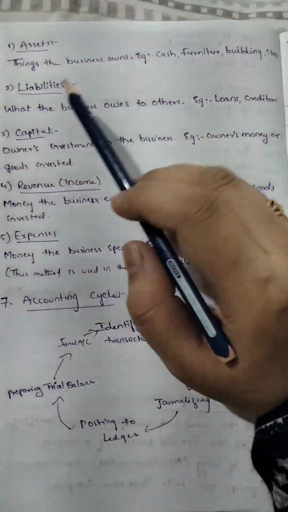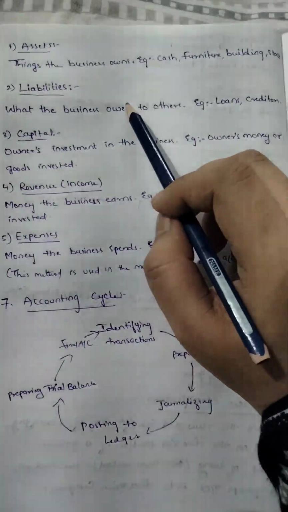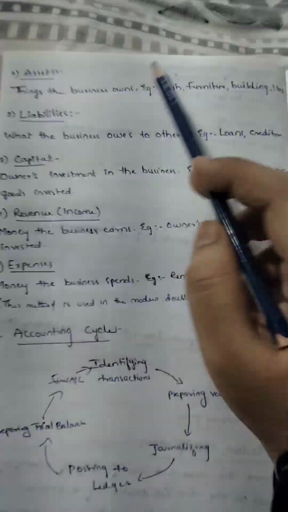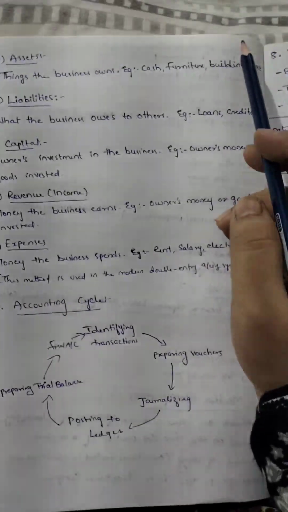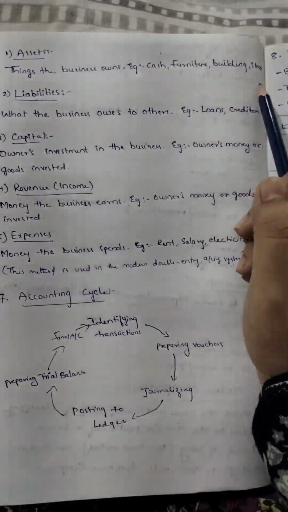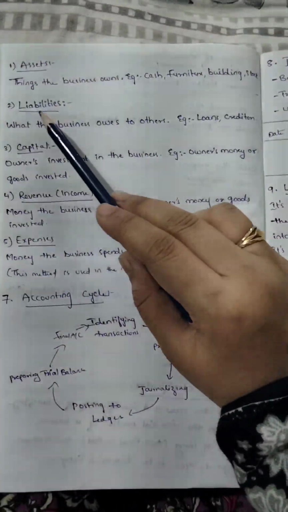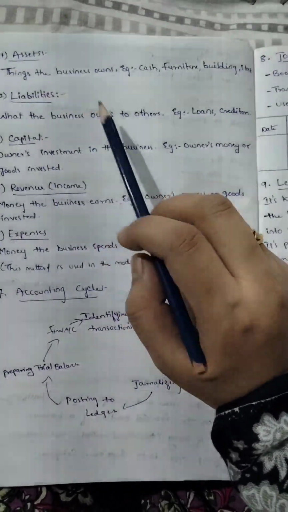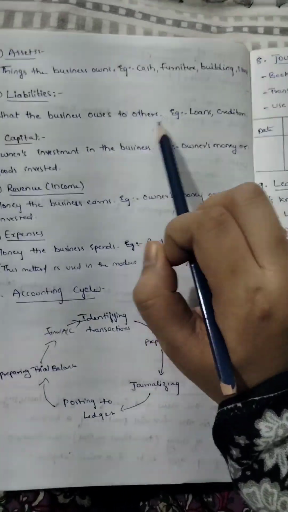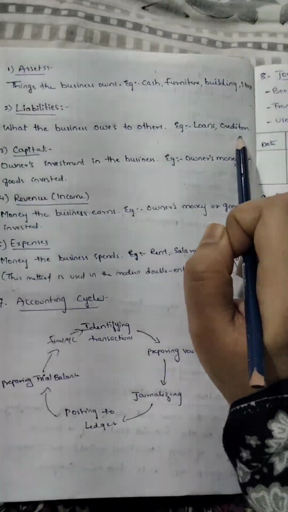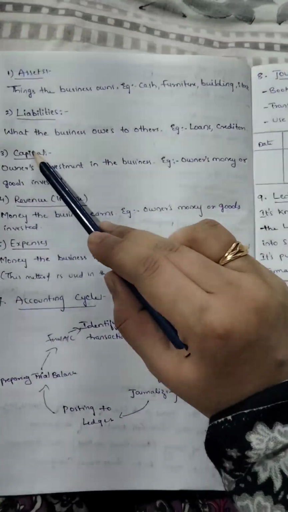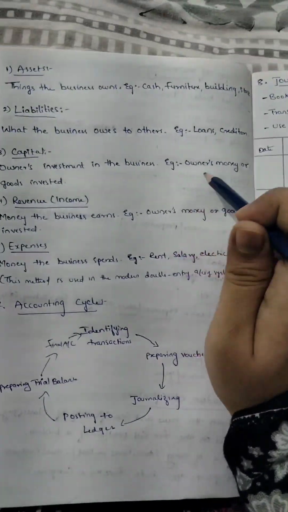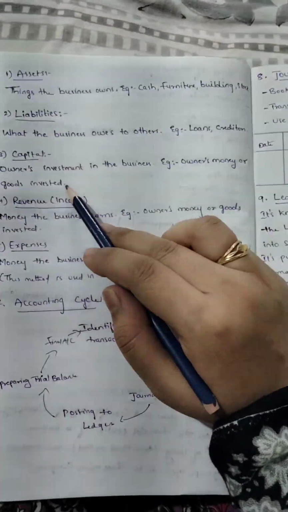So assets are the things the business owns. Examples are cash, furniture, building. The second one is liabilities, what the business owes to others. Examples are loan, creditors. And the capital. Capital means the owner's investment in the business. Examples are owner's money or goods invested.